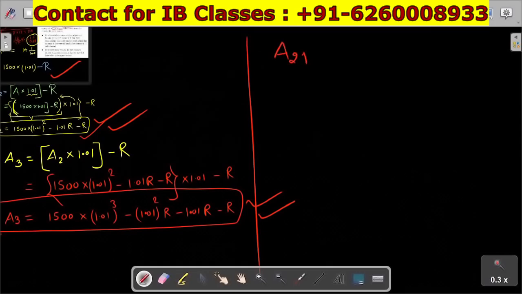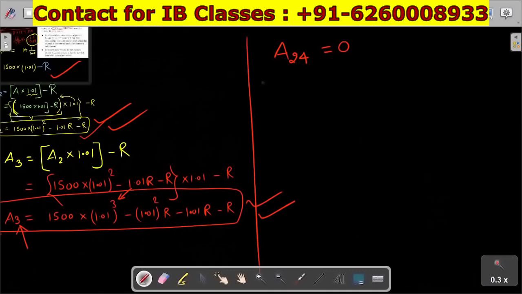A24? What will be the A24? A24 will be the total amount due after the 24th payment, and according to the question it should be 0, right? So can we write the expression for A24? Yes, according to this pattern. See, if you are writing A3, it starts from the third power.